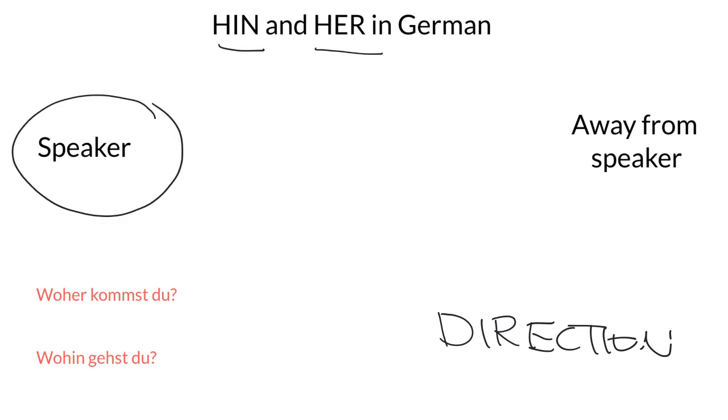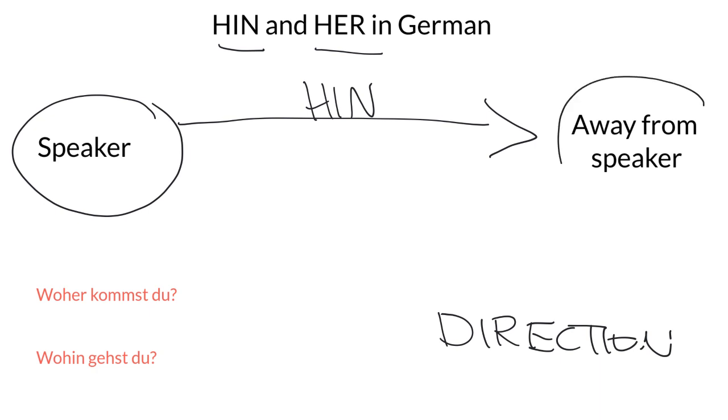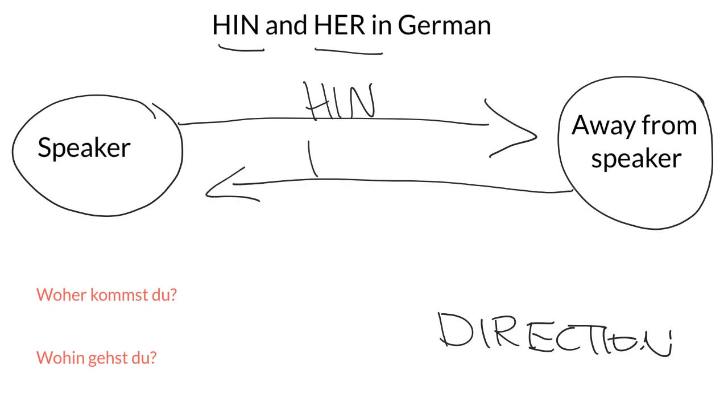So if you're talking about something going away from you, then you'll use the small word hin in some form, and we'll talk about which form that is. And the opposite is true for her. If you're talking about something which is distant, away from the speaker, but it's coming towards you, then you're going to use the word her in some form.